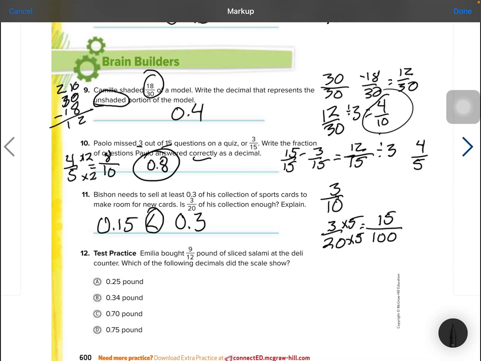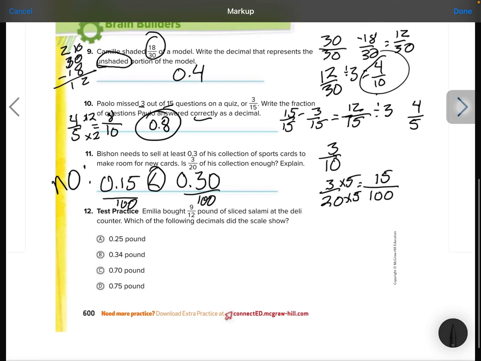0.3. Now I know you're looking at that going, Mrs. Cox, 15's more than 3. But if you think about it in terms of money, this is like 15 cents and this is like 30 cents. Now do you see why 0.15 is less than 0.30? This is like saying 15 over 100 and 30 over 100. Yes, 15 cents is less than 30 cents. So the answer is no. It will not have enough room.